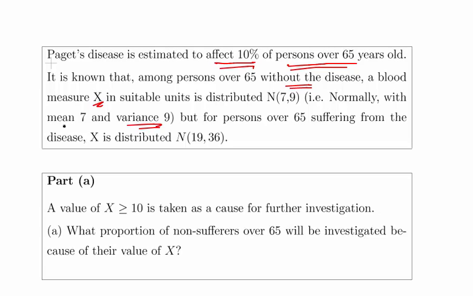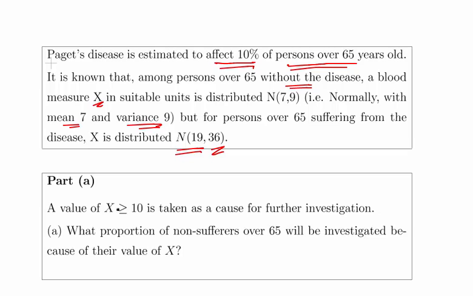So variance of 9. But for people over 65 suffering from the disease, it is a mean of 19 and a variance of 36, which is to say a standard deviation of 6. A value of x greater than or equal to 10 is taken as a cause for further investigation.